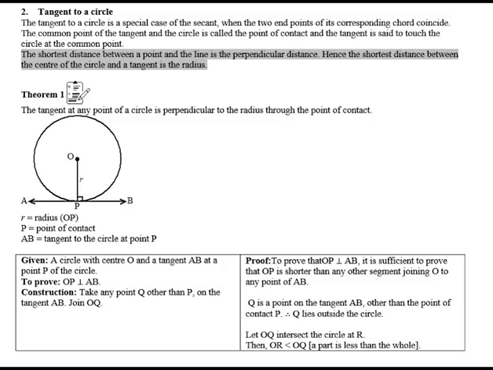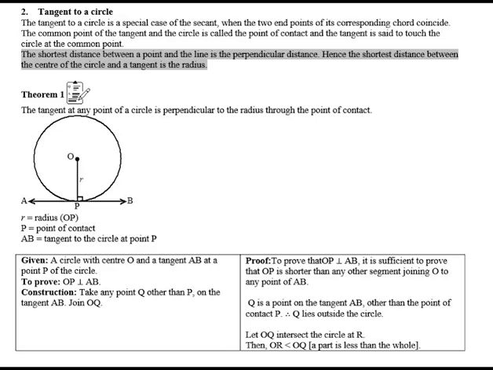Tangent to a circle. A line meeting a circle at only one point is called a tangent to the circle. The common point of tangent and the circle is called the point of contact or the point of tangency. We know that the shortest distance between a point and the line is the perpendicular distance. Hence, the shortest distance between the center of the circle and the tangent is the radius.